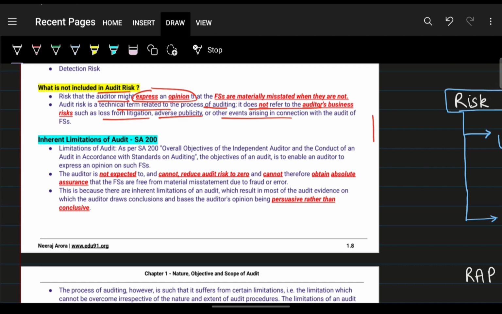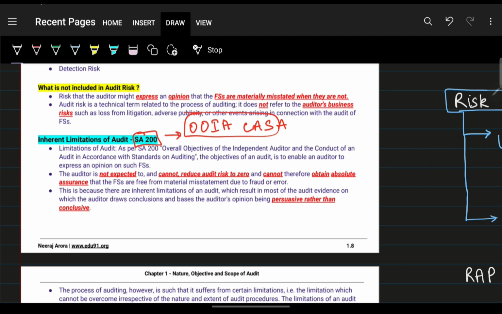Next, these inherent limitations are as per SA 200 itself. Okay, what is SA 200? You have to keep telling the entire name of the SA if you're telling SA 200, right? SA 200 is Overall Objectives of the Independent Auditor and the Conduct of an Audit in Accordance with Standards on Auditing.